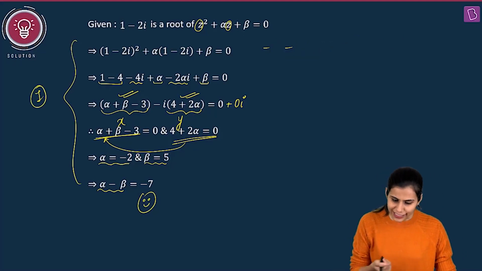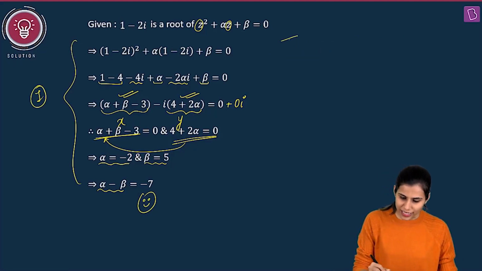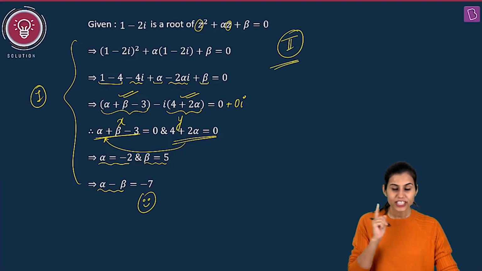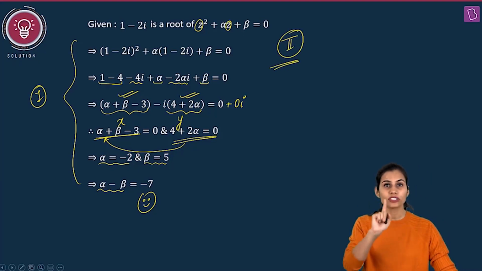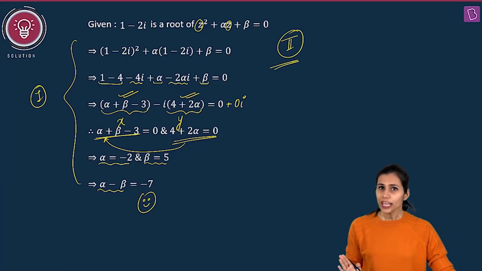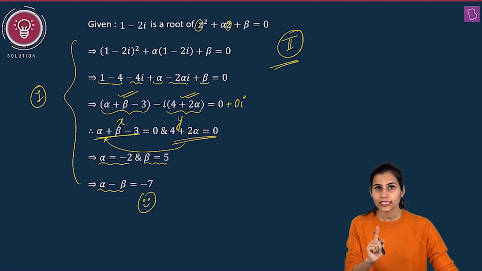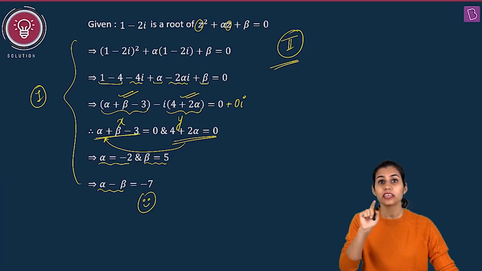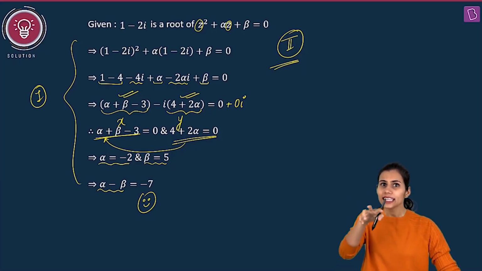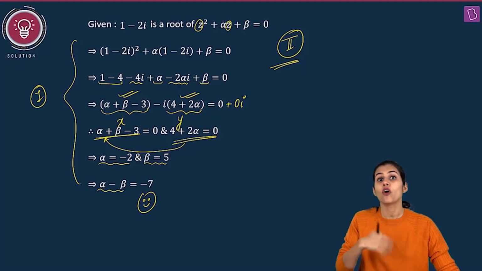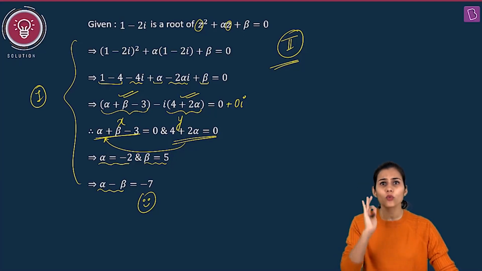Now, another very interesting way to tackle the same question is by using a very important concept. We have learned that when you have a quadratic equation with all the real coefficients, mind it, each coefficient has to be compulsorily real, then in that case, if that quadratic equation has complex roots, they will always occur in conjugate pairs.